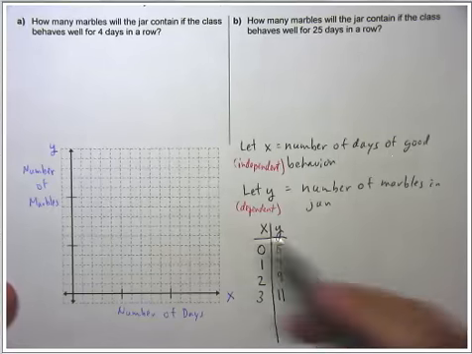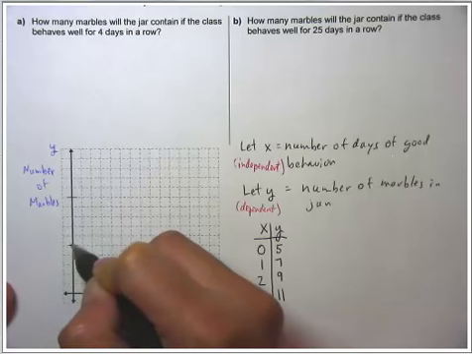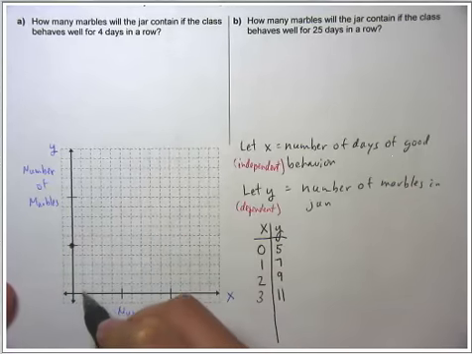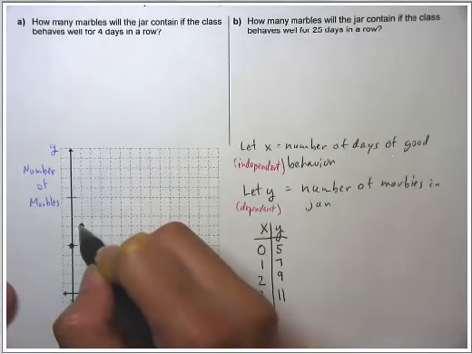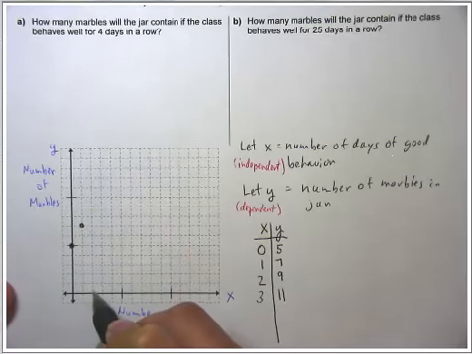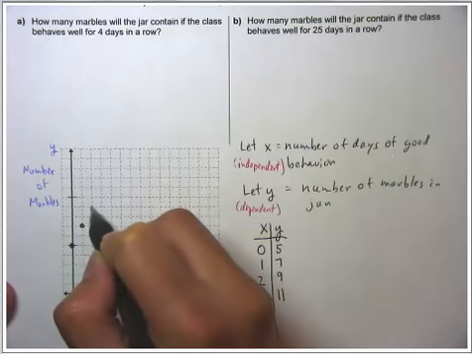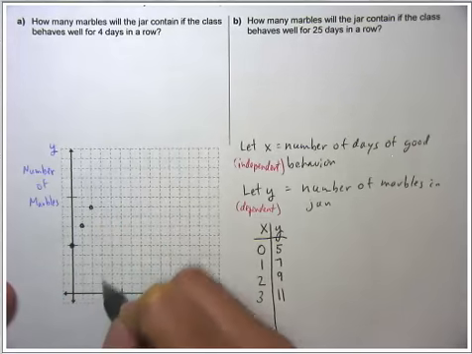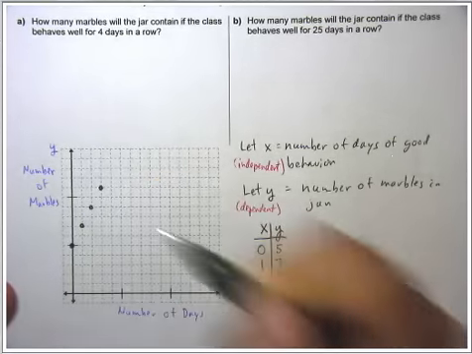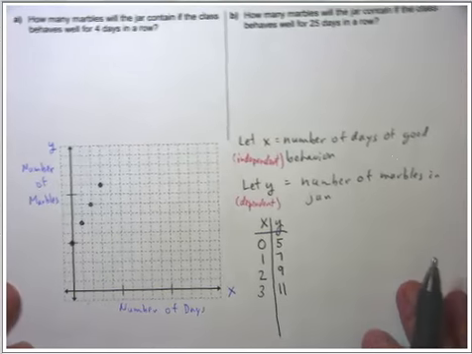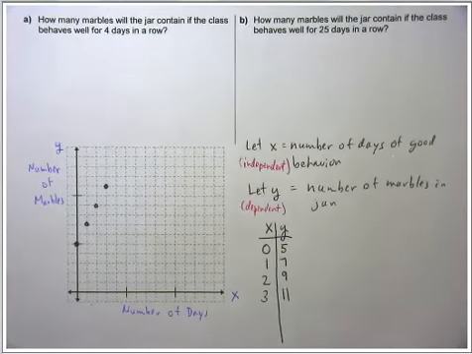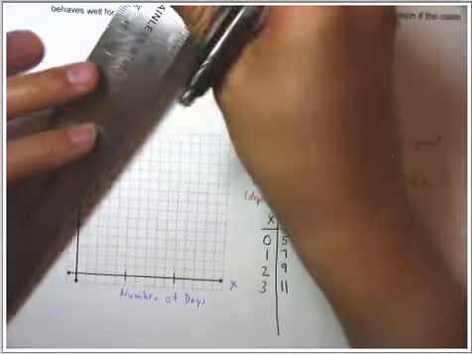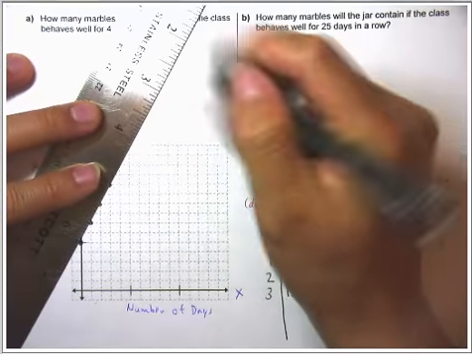So on day 0, they have 5 marbles. On day 1, there are 7 marbles. On day 2, there would be 9 marbles. On day 3, there would be 11 marbles. And as you can see, there is a linear relationship here. I'm going to go ahead and use my ruler to draw that linear relationship.